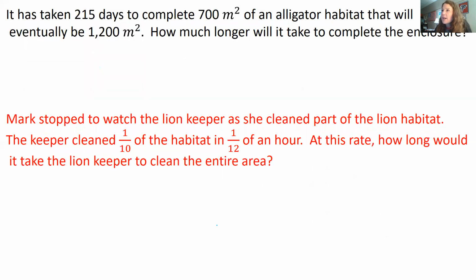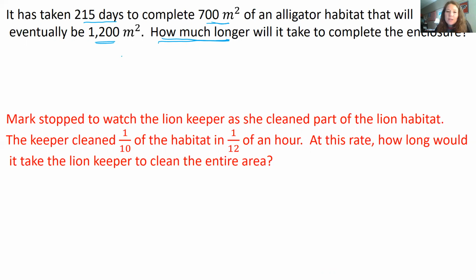All right, so here we have a couple of proportional relationships. Well, I guess the first one is, well, I guess the second one is too. All right, but anyway, it has taken 215 days to complete 700 square meters of an alligator habitat that will eventually be 1,200 square meters. How much longer, that's a subtraction phrase, isn't it?